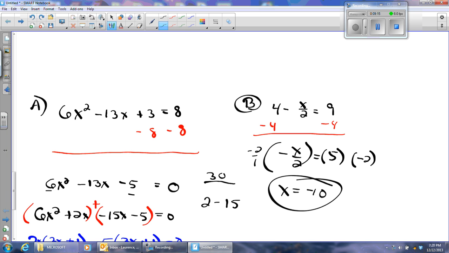And there you go. Problems A and B are not related to each other. They are two completely different problems. So we're going to get some practice in class with this, identifying if it's quadratic or linear, and then solving it.